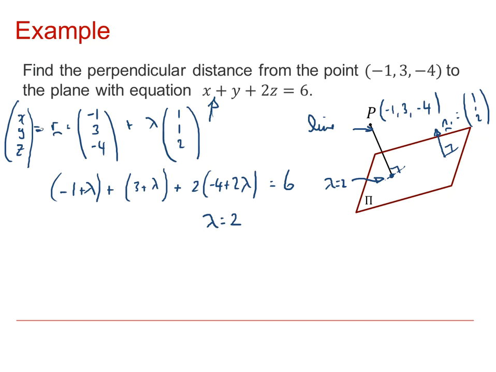So now we know the value of lambda at this point of intersection, lambda equal to 2. We know also the value of lambda at P, because this must be lambda equal to 0. So therefore this vector from P to the plane is twice the length of the normal vector. So the distance d must be equal to twice the length of the normal vector. So that's 2 multiplied by, the normal vector being 1, 1, 2, the square root of 1 squared plus 1 squared plus 2 squared. And that gives us 2 root 6.